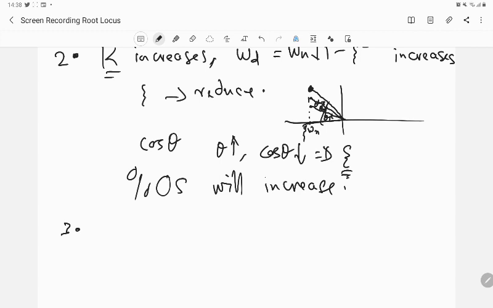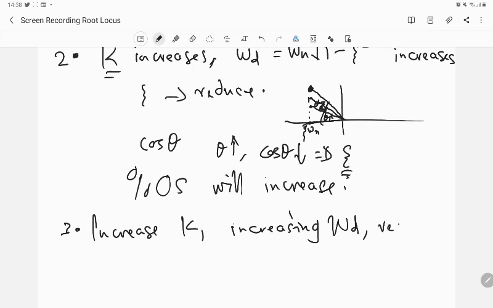The third deduction we can make is that if we increase k, then we are also increasing omega d, and that means we are reducing Tp, the peak time.